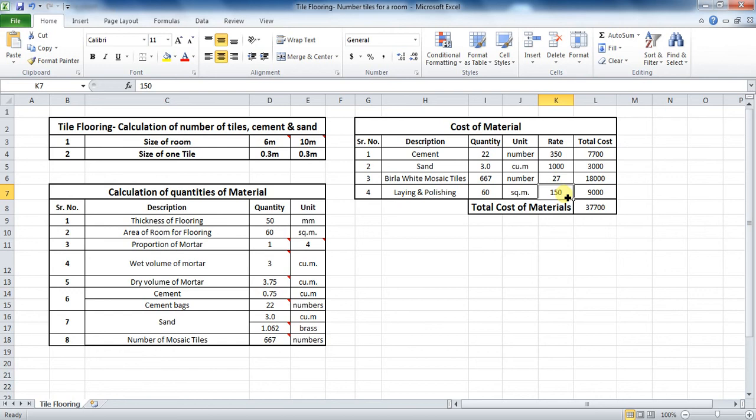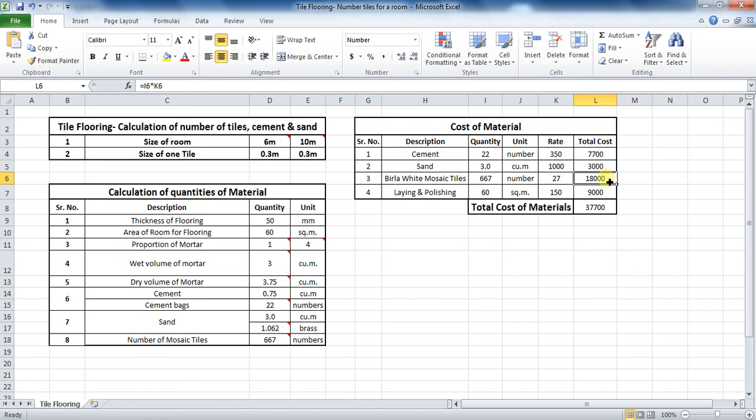So, to calculate the total cost, just put formula as quantity multiplied by its rate. For total cost of cement bags, put it as equal to cell F4 into K4, which comes to be 7,700 rupees. Similarly, calculate total cost of sand by multiplying its quantity with rate, which will be equals to cell I5 into cell K5, which comes to be 3,000 rupees.